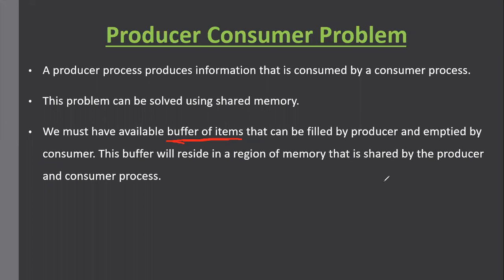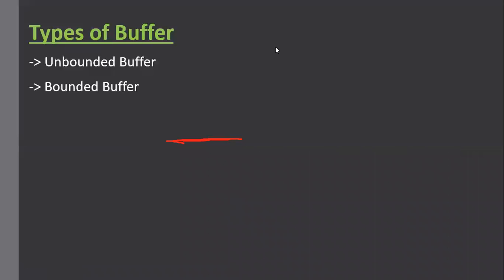And also, since producer and consumer are sharing some region of data, the producer and consumer must be synchronized so that the consumer does not try to consume an item that has not yet been produced. So basically, a producer can produce one item while the consumer is consuming another. That is fine, but the producer and consumer must be synchronized so that the consumer does not try to consume an item that has not yet been produced. Okay. Now moving on to the buffer types. So there are two types of buffer, bounded and unbounded.